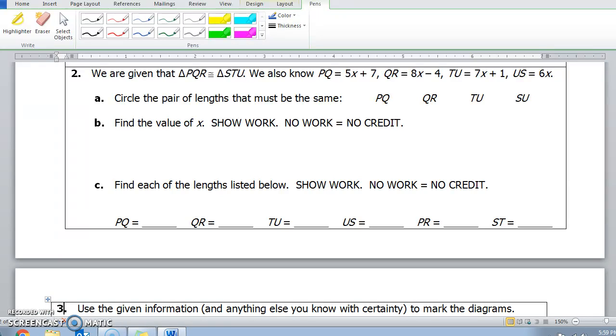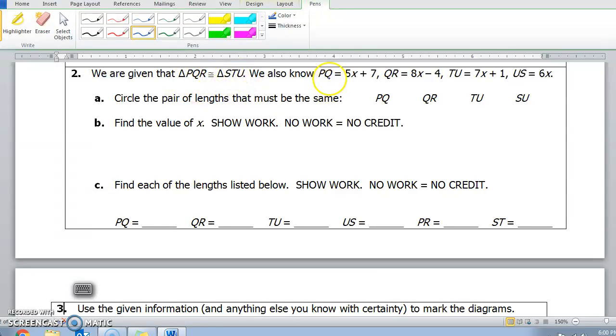Number 2, we're given that triangle PQR is congruent to triangle STU. We could draw these two triangles. However, we know that order matters in congruent statements. Thus, angle P is congruent to angle S, angle Q is congruent to angle T, angle R is congruent to angle U. Likewise, we know that PQ is congruent to ST, QR is congruent to TU, and RP is congruent to US.